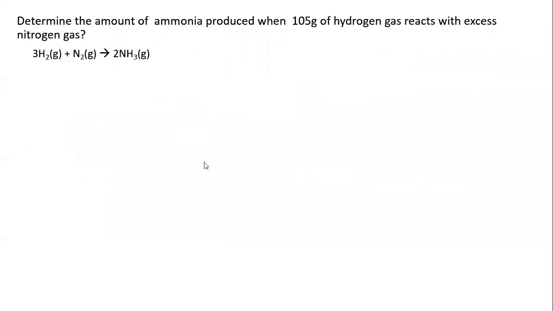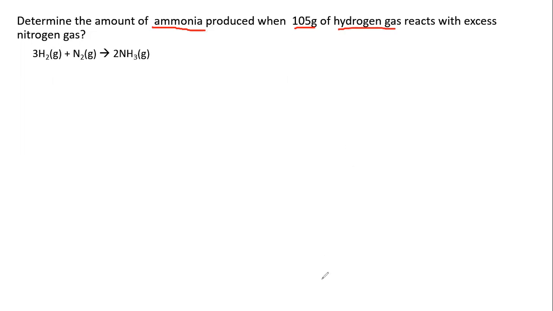So the same theme of the story here, we want to know the amount of ammonia produced when 105 grams of hydrogen gas reacts with excess nitrogen gas, and it gives us the balanced chemical equation. So we have 105 grams of hydrogen gas. We want to know how much ammonia is produced from this 105 grams of hydrogen gas.